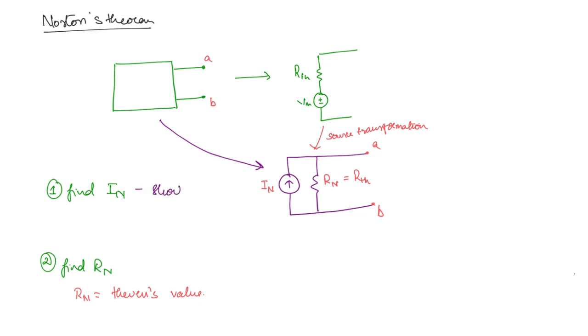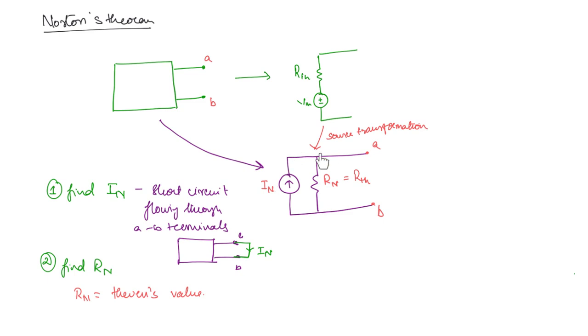This is the short circuit current flowing through the AB terminals. So if you take the network, this is A and B terminals, you short circuit this and find out the current through this. This is how you will find out the Norton's current. Why we are doing that, you can understand from this equivalent. If this is the network and you are shorting this, then all of the current will flow through the short circuit, right? So whatever current flows through the short circuit is equal to the current source.